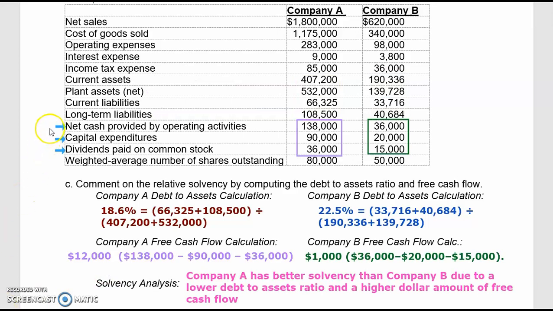For free cash flow, we take our net cash provided by operating activities, subtract out our capital expenditures, and our dividends paid on common stock. So we can see that our free cash flow for company A is $12,000 versus company B is $1,000. Based on our measures of a lower debt to assets ratio and a higher free cash flow, company A has better solvency than company B.